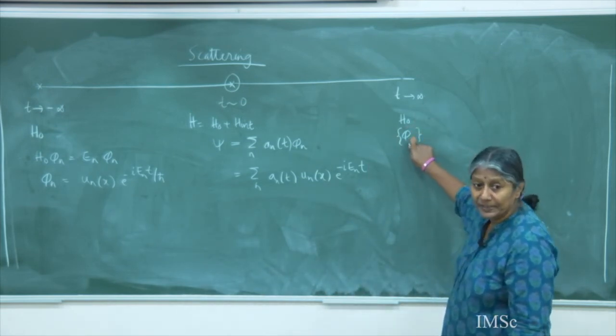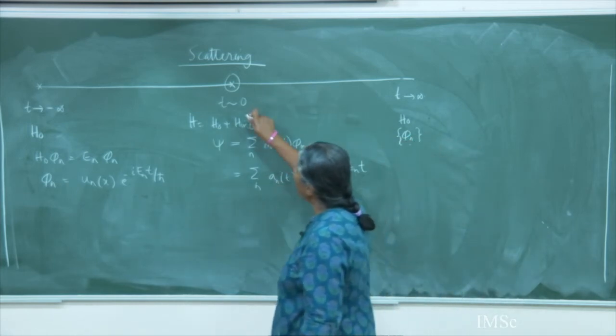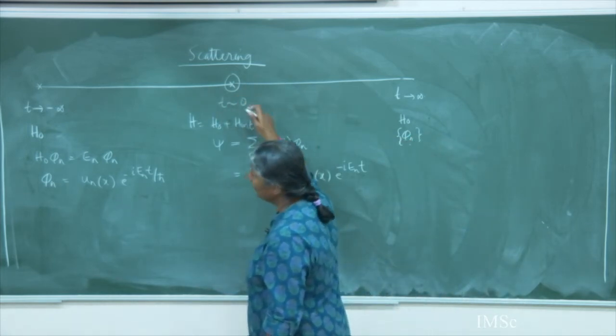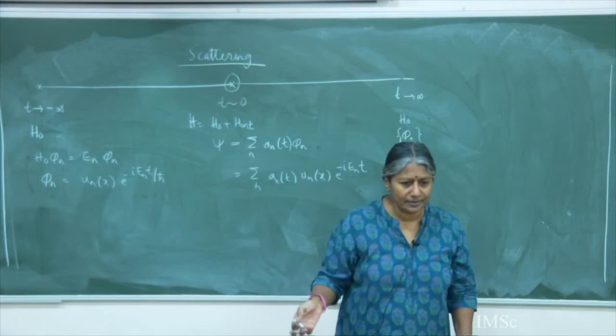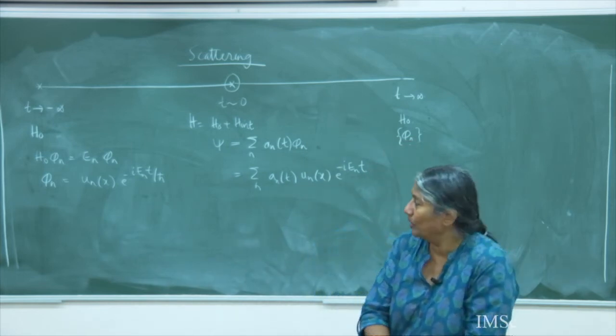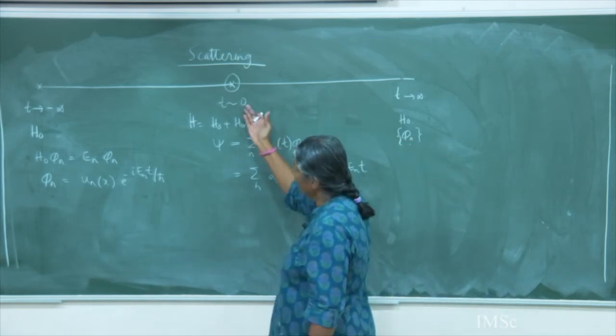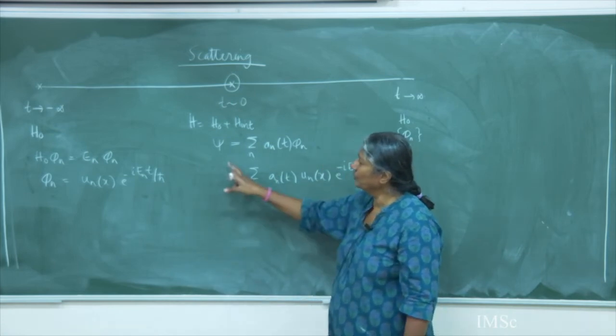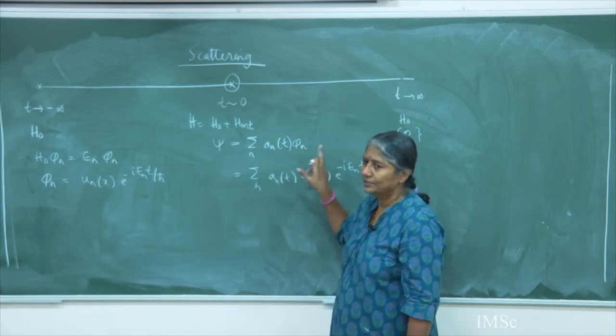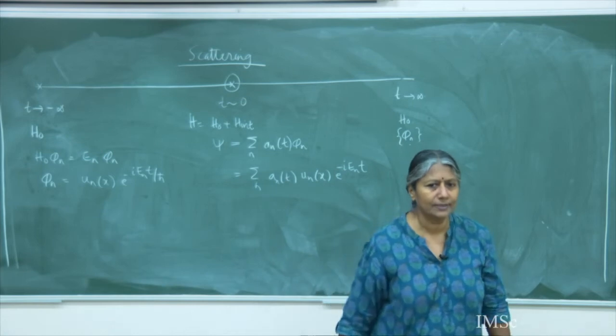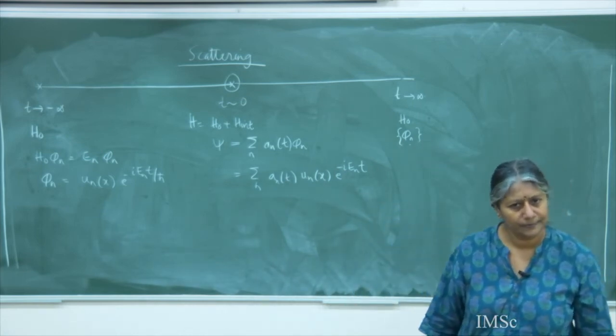These are what is going to be detected in the detector. At some finite time, in some finite volume, the scattering potential is turned on, and therefore the new wave function psi can be written as a linear superposition of the complete set phi n. That's all I am saying. Okay.